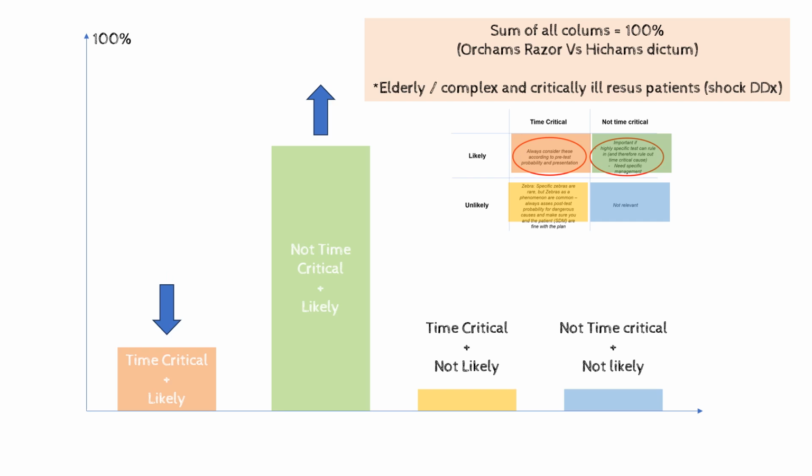Consider, assuming that you have a 100% condition, that this is a closed system, there are no other conditions coming in, there are no two reasons for those symptoms. But if they're elderly and complex and critically ill, then sometimes they can have different conditions. They can have several reasons for one condition.